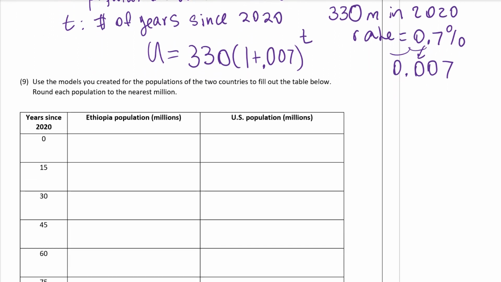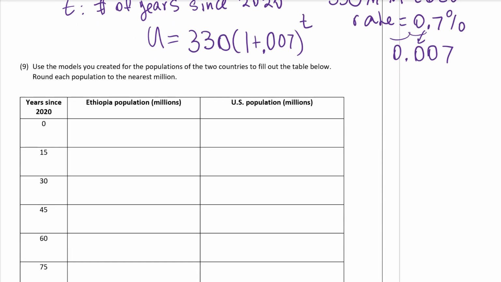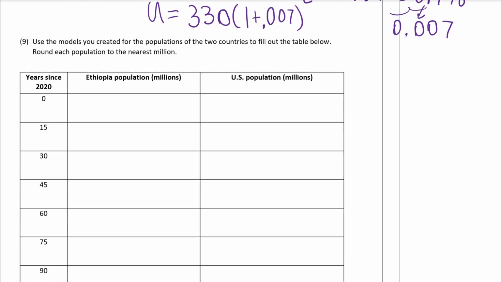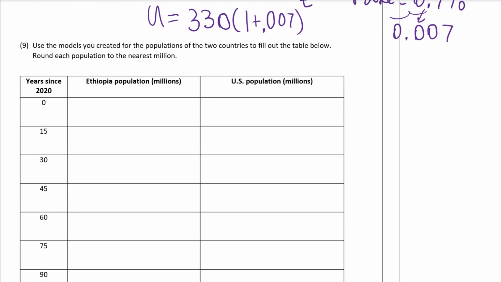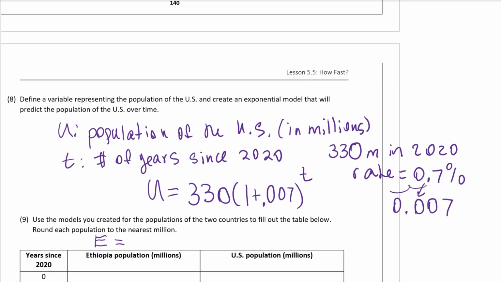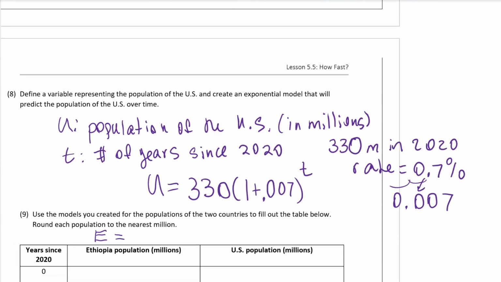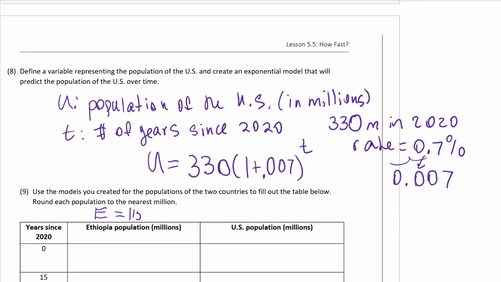It says use the model you created for the population of the two countries to fill out the table below, rounding your answers to the nearest million. So here's how we're going to do this. I'm going to write the equations for you for convenience, so we can just look at them as we go. Ethiopia was, I believe, 115, and it is growing at 2.5%. And the US is 330, and it's growing at 0.7%.